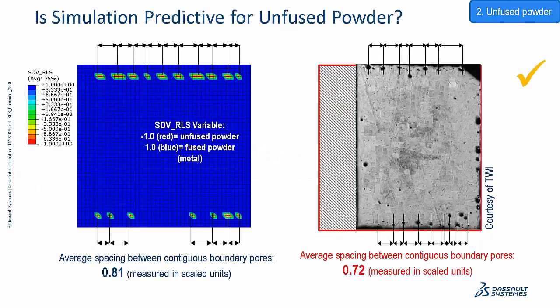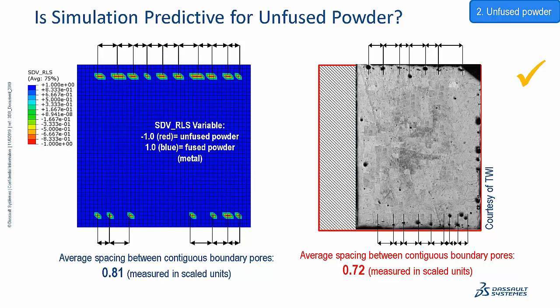Here the simulation results on the left are compared with experimental results on the right. The simulation correctly predicts the presence of lack of fusion or porosity at the boundary of the column and closely approximated the characteristic pore spacing.